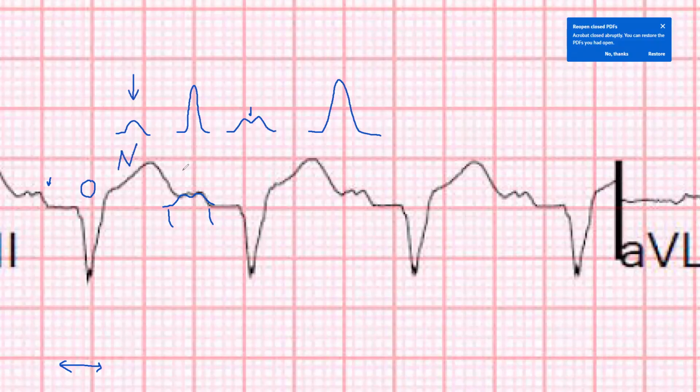This is P pulmonale, right atrial enlargement. This is P mitrale, left atrial enlargement. And this is biatrial enlargement. Okay, yes, I'm just noting it down. But it was on the video.